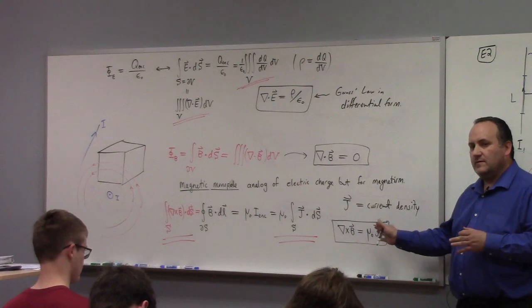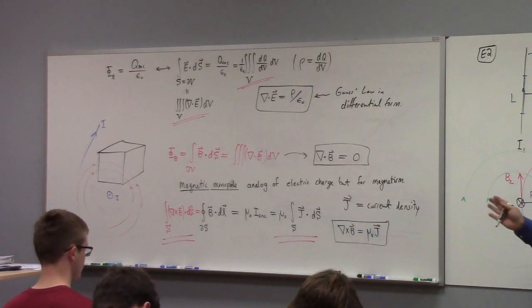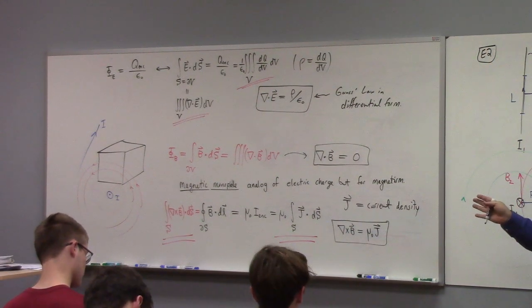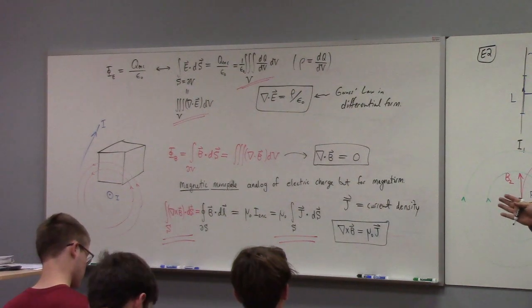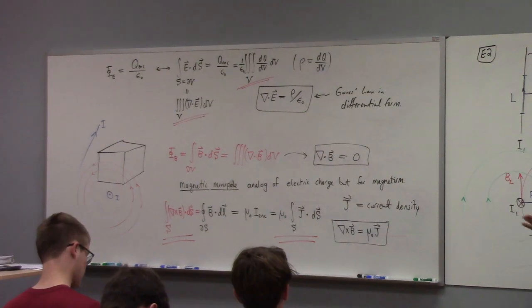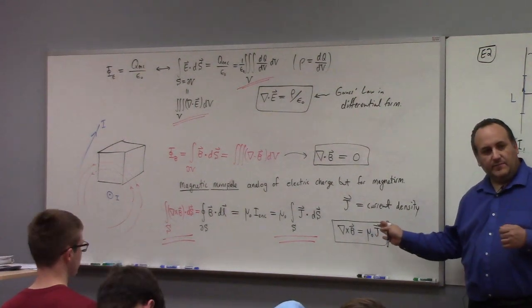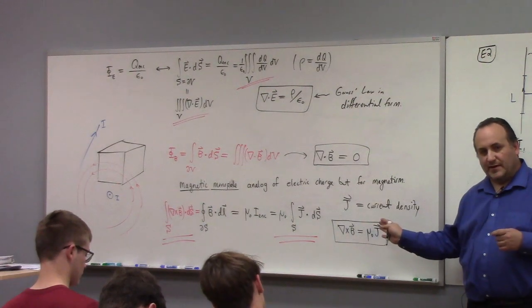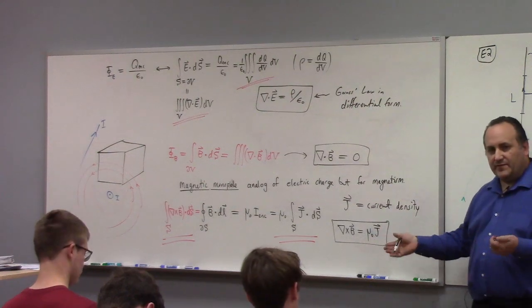Now this is a special case of the general law. This assumes that the currents are steady, that the currents aren't changing with time, or at least that the change in time of the current is negligible enough that we can ignore it. When the current changes in time, when it's not a steady current, other considerations come into play. We'll talk about those later in the course. But anyway, this is the differential form of Ampere's law.